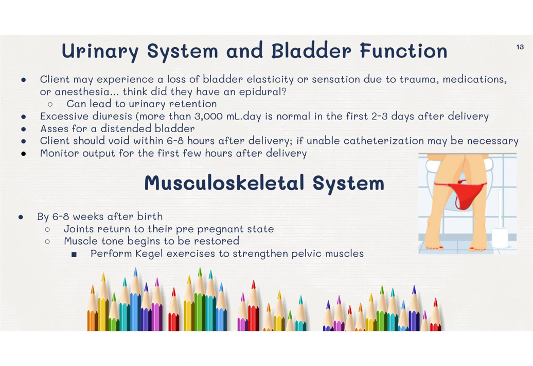Ideally, your client should be able to empty their bladder within 6 to 8 hours after having their baby. If not, we may have to put an in and out catheter, a straight catheter in to help get the bladder going again here. A tiny bit here about your joints. By the time you're fully through your postpartum period, which again can be about 6 to 8 weeks after having the baby, your joints are kind of getting back to where they used to be. They return to their pre-pregnant state. Your muscle tone is beginning to be restored.